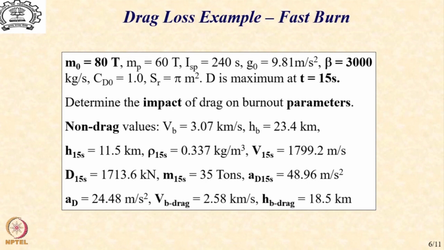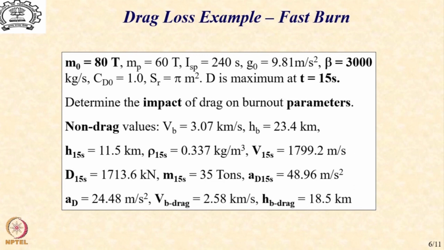Of course, we can also calculate the average drag acceleration, that is half of 49, and based on that we calculate the velocity and altitude, and now you see that the impact of this drag is significantly higher. 3.07 kilometers per second has become 2.58, which is almost 0.5 or 500 meters per second lower, and effectively you can say it's about 15 to 20% loss in velocity. Similarly, you have another 5 kilometer loss in altitude, which is also close to, you can say, 20%. Together, you will find that this is going to represent a very large energy loss.